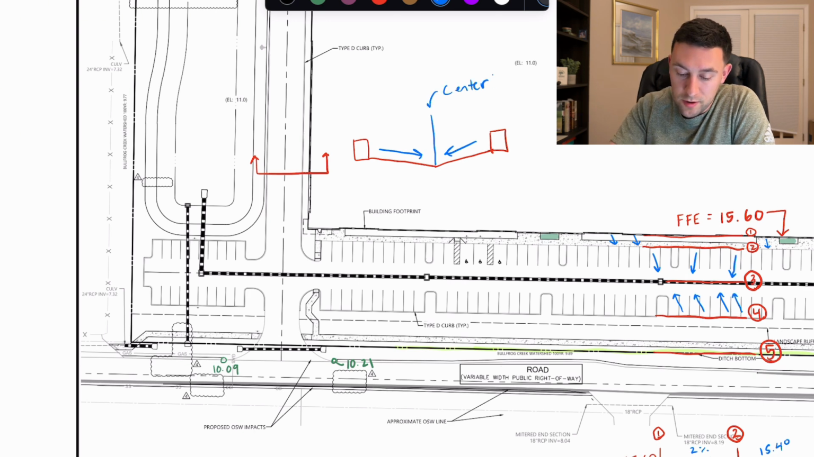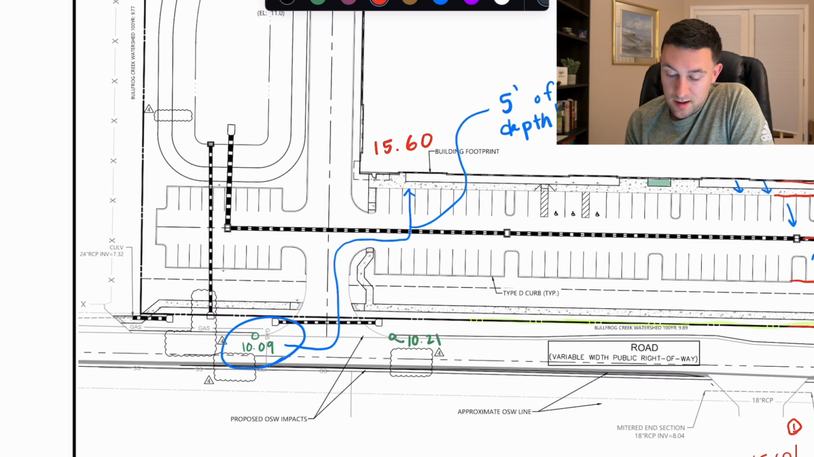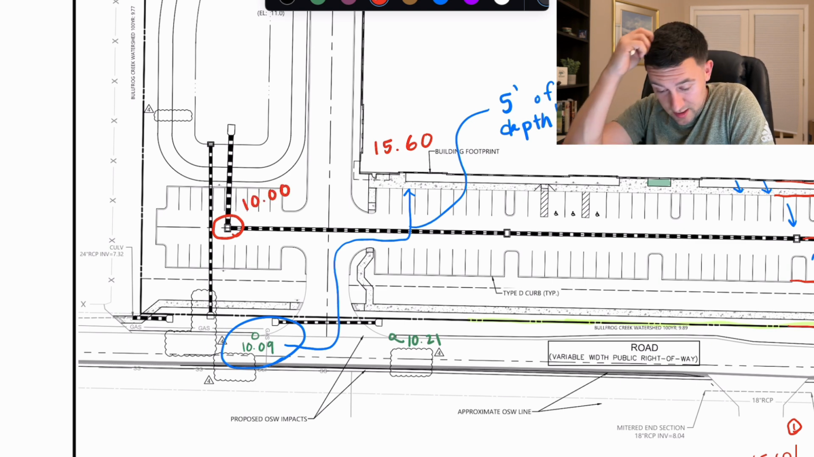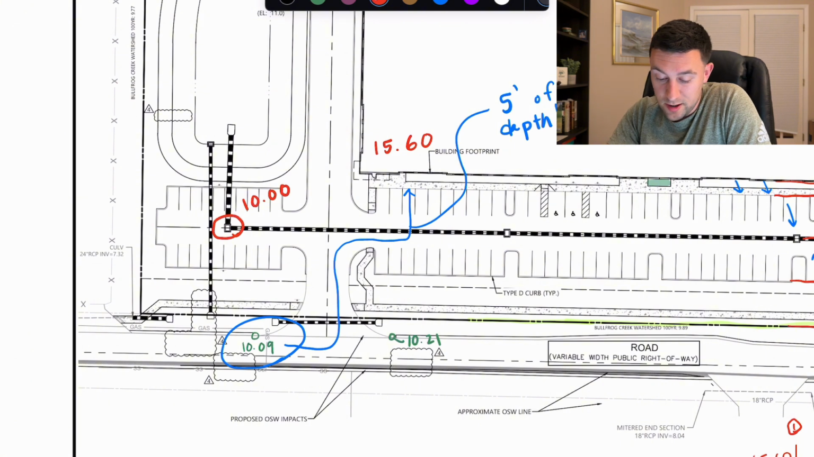We're having inverted crown. First thing that I'm looking at here is our existing grade at this tie-in is, let's just call it 10. Our lowest point that it can even be on this little inlet right here is 10. So we're going to have some sort of high point in between there to guide water to the necessary inlet.